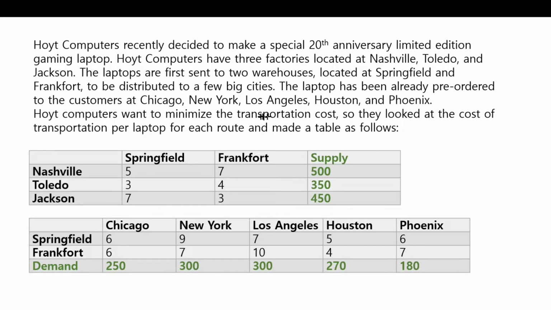And it says that the table is for the cost, and the factories at Nashville, Toledo, Jackson each can make 500, 350, and 450 laptops. And for the demand, these cities have customers who already prepaid, they pre-ordered, so they're just waiting for their laptops, and they'll be mad if they don't get the laptops, right?